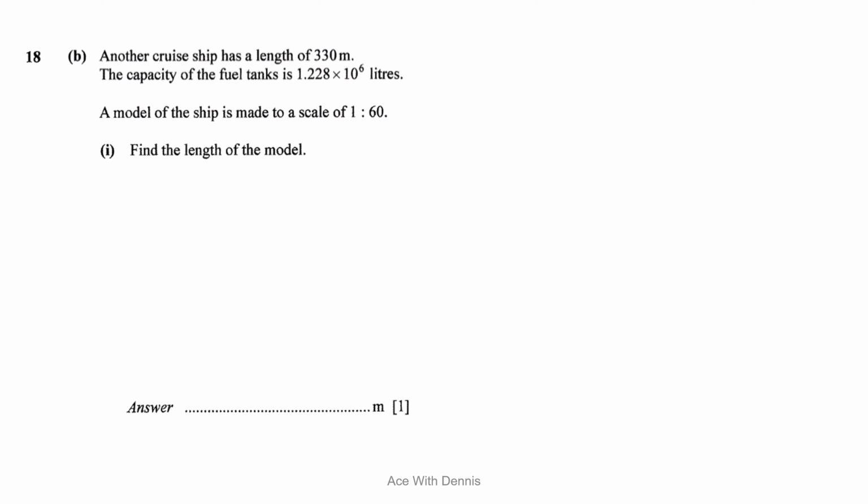1 mark. Alright, given the scale is 1 to 60, which means 1 meter is to 60 meters. So the actual length is 330 meters. So what is the length of the model? We label it as x. So x over 1 equals 330 over 60. So x will be 5.5 meters. Hence, the answer is 5.5 meters.